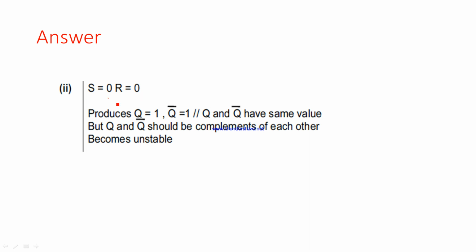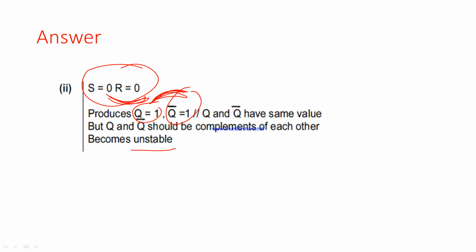It should not be 0, 0. Sorry. Yes, S and R should not be 0, 0. Why? Because it produces Q and Q dash to be the same. Q and Q dash is the same. It is 1, 1. So Q and Q dash cannot be the same. It should be the complement. So this combination for S and R, 0, 0, gives you an invalid output.